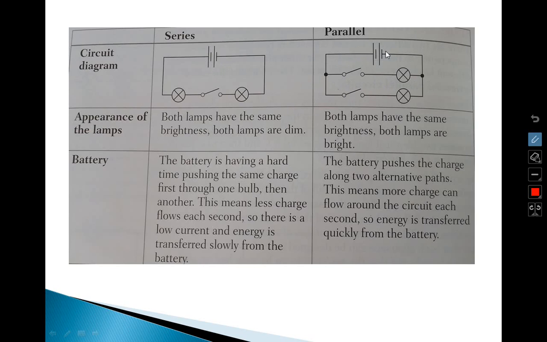The battery, the source of power or power supply here, is having a hard time pushing the same charge first through one bulb, then another. This means what? Less charge flows each second. So there is a low current and energy is transferred slowly from the battery. Here it's different. The battery pushes the charges along two alternative paths. This means more charges can flow around the circuit each second. So energy is transferred quickly from the battery.